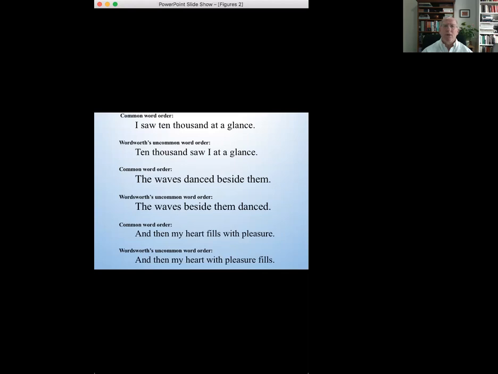Many Anglophones, I think, would say, the waves danced beside them. The waves danced, subject, verb, and then some sort of adverbial clause. The waves danced beside them. But Wordsworth says, the waves beside them danced, right? He places the verb at the end of the sentence. And instead of, and then my heart fills with pleasure, he has, and then my heart with pleasure fills. Again, placing the verb at the end of the sentence. So there are several instances of hyperbaton in the poem.